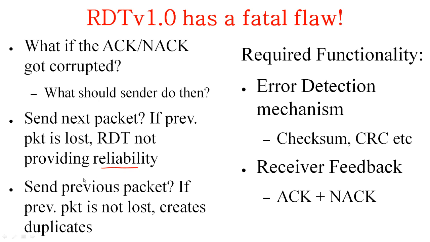You could also be a pessimist and assume that the corrupted feedback could have been a NAC, and thereby retransmit the previous packet. Now, what is the problem with this? If the previous packet was indeed not lost, now you are sending duplicate packets to the receiver. Our goal is to provide reliability, so this cannot happen. You need to assume the worst and send the previous packet. So this retransmitted previous packet can potentially create duplicates.